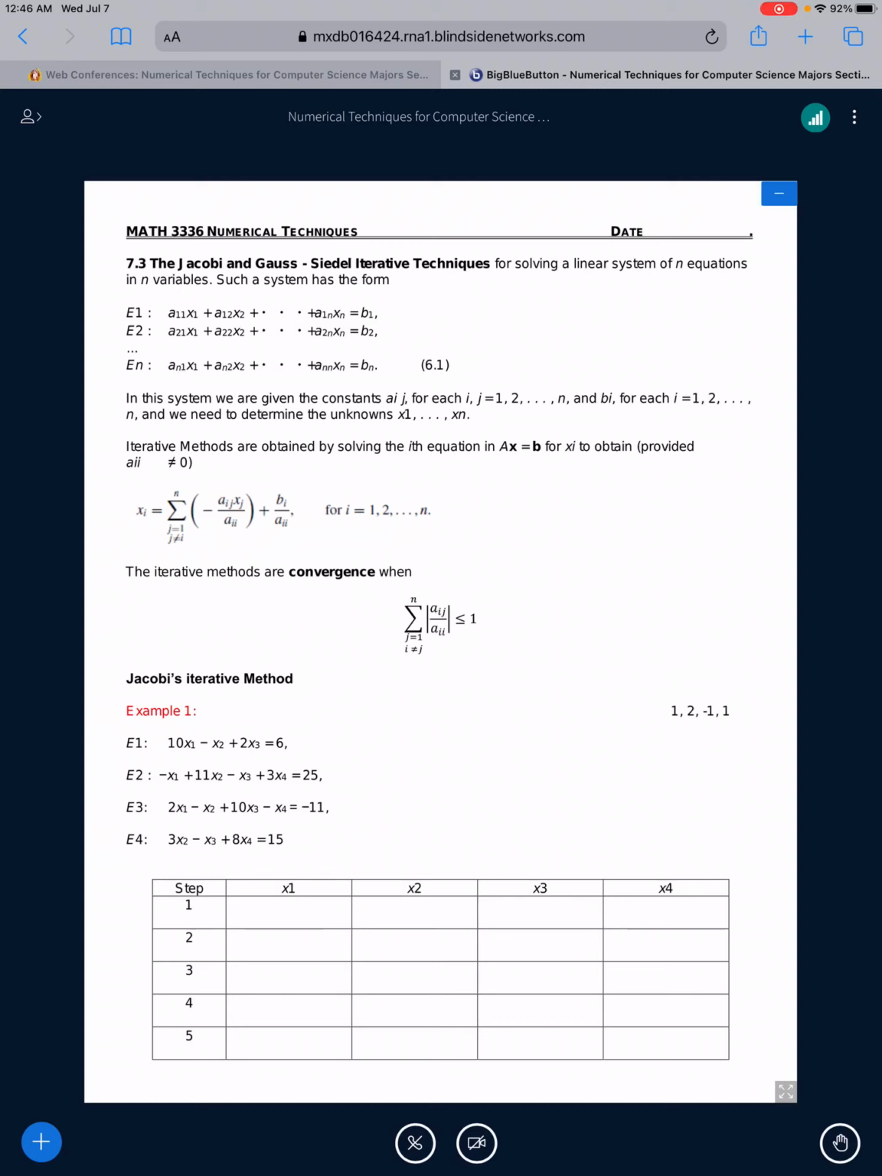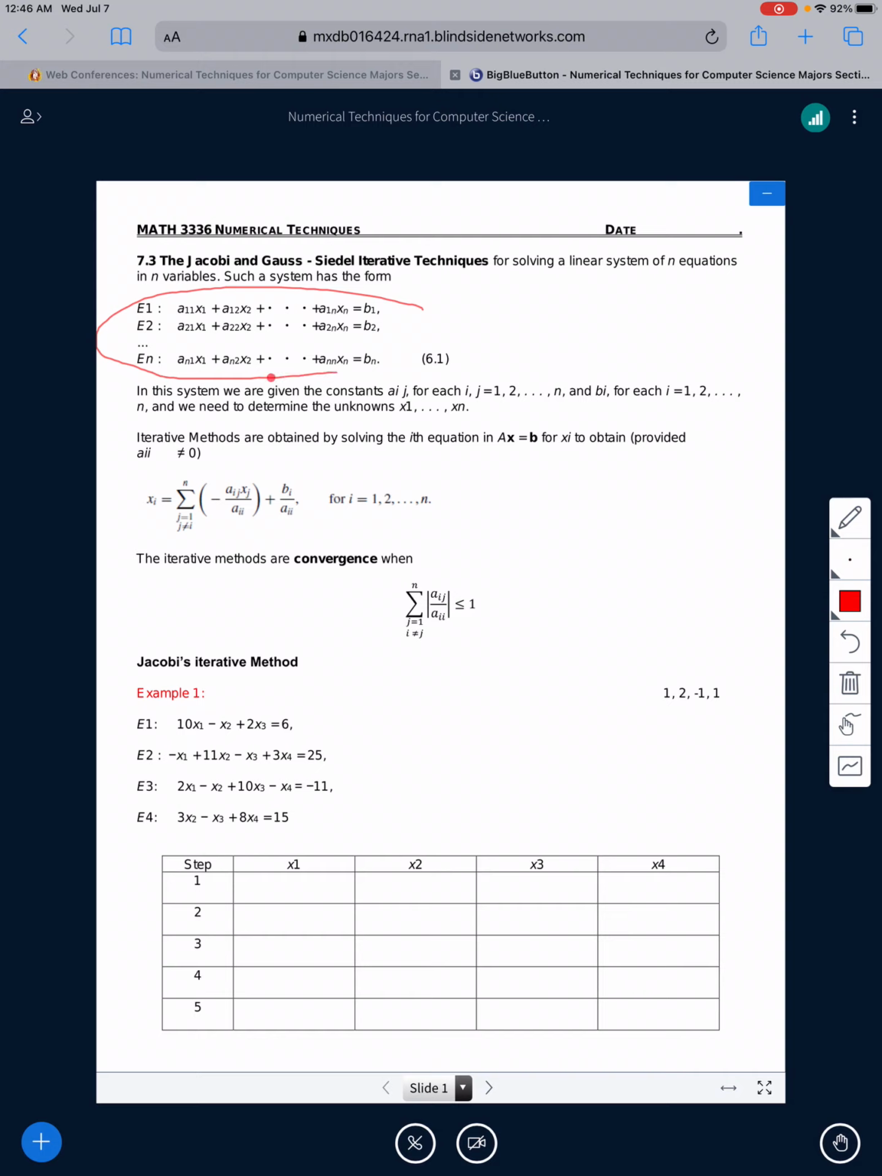Guys, today we are working on section 7.3, which is solution of linear system of equations using iterative methods in numerical technique. A system of linear equations is more than one equation in more than one variable. So this is an example where we have a system of linear equations and we are going to solve this one. This is actually in general form. The a's and b's are the constants and x1, x2, x3 up to xn are the variables, and we are going to solve it using iterative method.